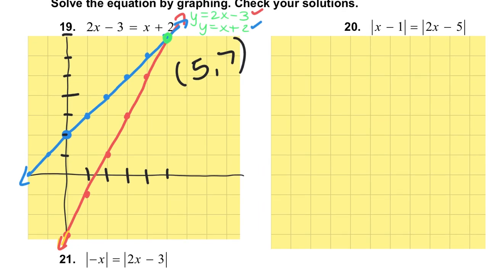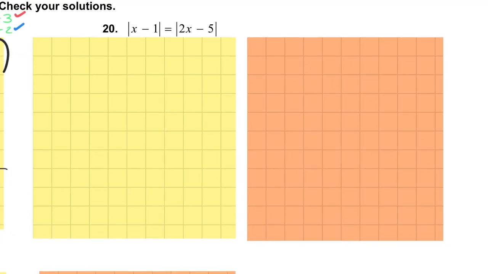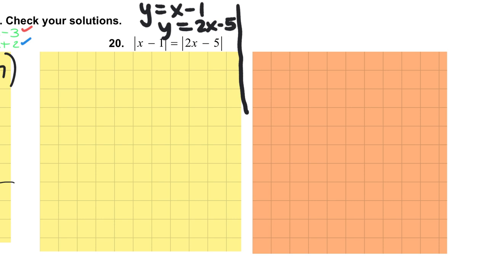Number 20, we already know it's going to be an absolute value. So that means that you're going to have two graphs and 4 lines. We could do your first graph. Your first graph is going to be y equals x minus 1 and y equals 2x minus 5.